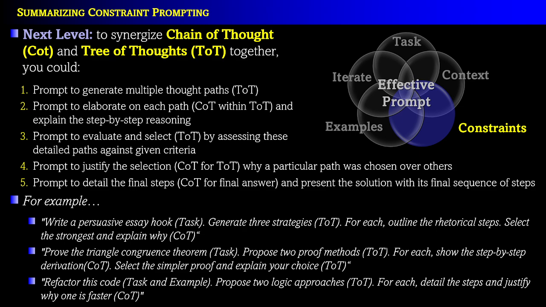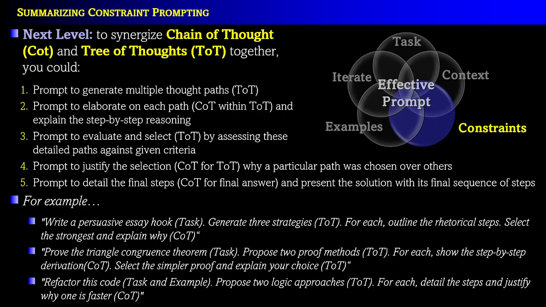Write a persuasive essay. That's our task. Generate 3 strategies, tree of thoughts. For each, outline the rhetorical steps, select the strongest, and explain why. That's our chain of thoughts. Prove the triangle congruence theorem. That's our task. Propose 2 proof methods. That's branching off into tree of thoughts. For each, show the step-by-step derivation. That's chain of thought. Select the simpler proof and explain your choice. Again, this is the result of the tree of thoughts.